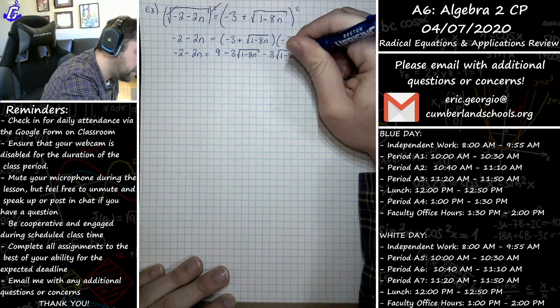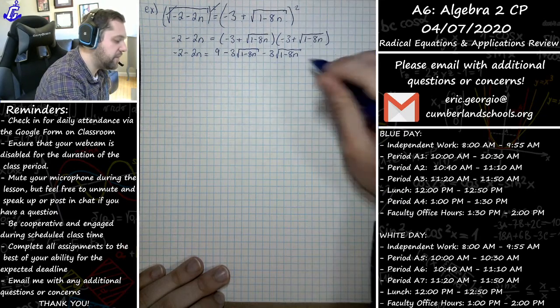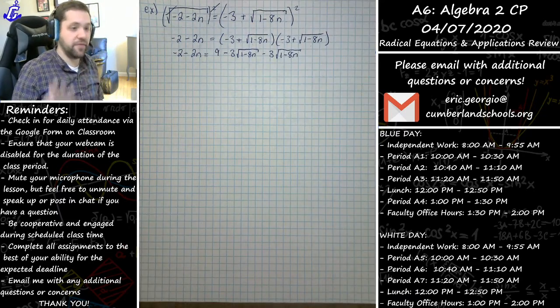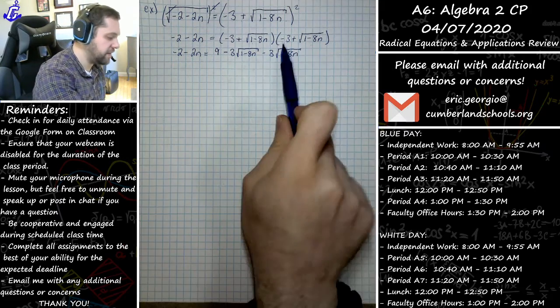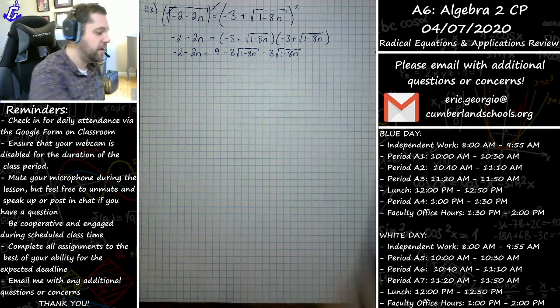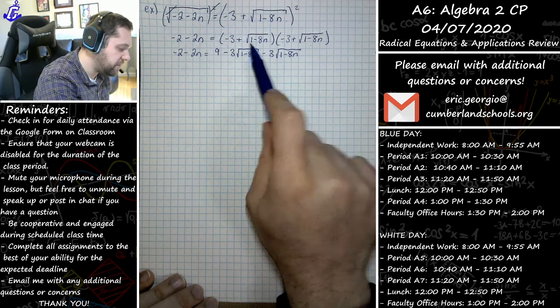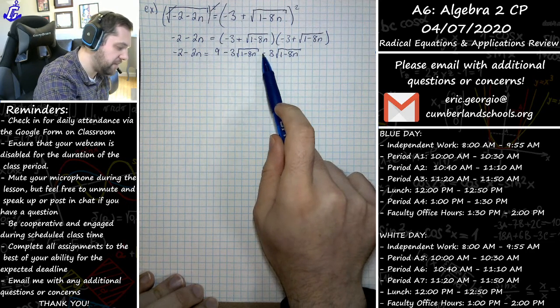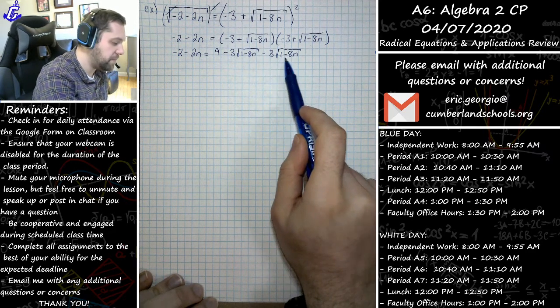Again, it's just like if you were doing negative 3 times x, you would write negative 3x, or n in this case. Negative 3 times n, you'd write negative 3n. It's the same deal. I'm doing negative 3 times this square root is exactly that. You now have negative 3 square roots of 1 minus 8n.